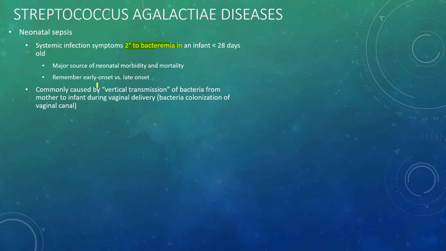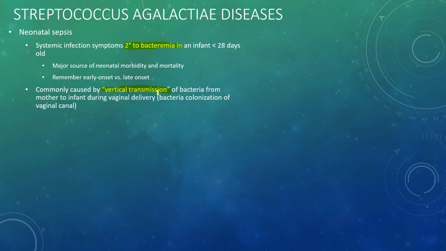So the reason why this happens is commonly caused by vertical transmission. What does vertical transmission mean? It means from up to down. So remember, the baby is inside of the mother, and the transmission is going from the mom to the fetus, up, down. So that's why it's called a vertical transmission. It's transferred to the infant through the birth canal during vaginal delivery.